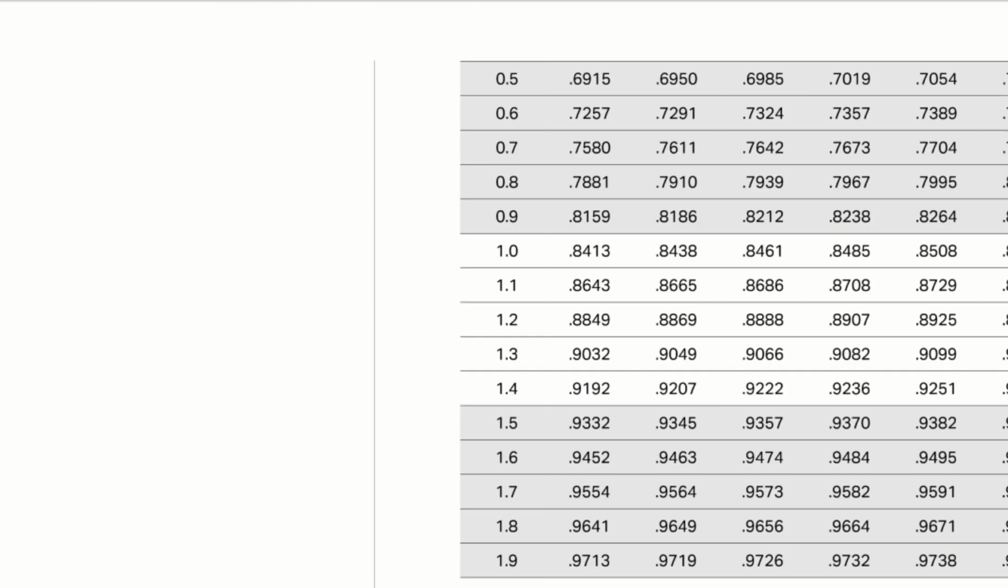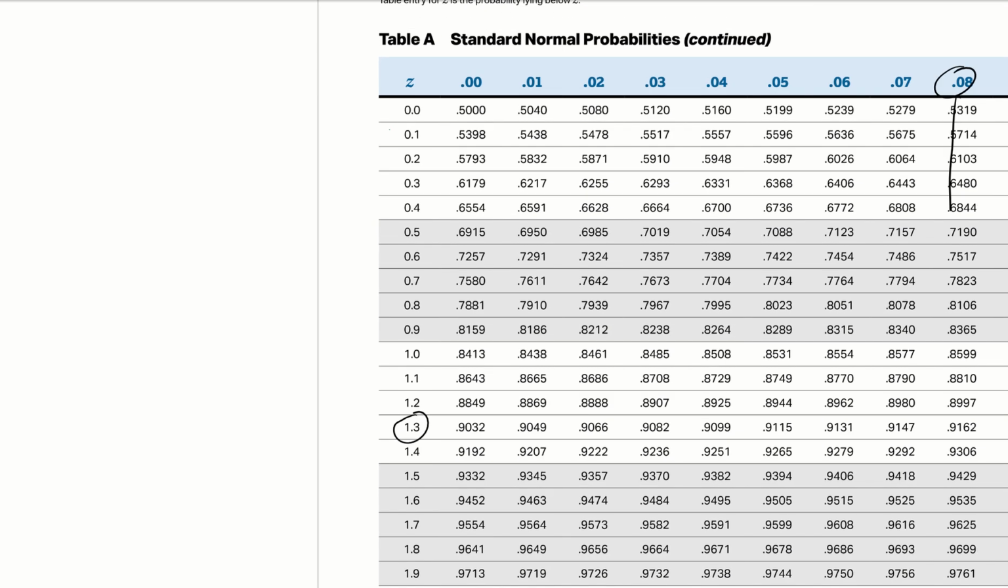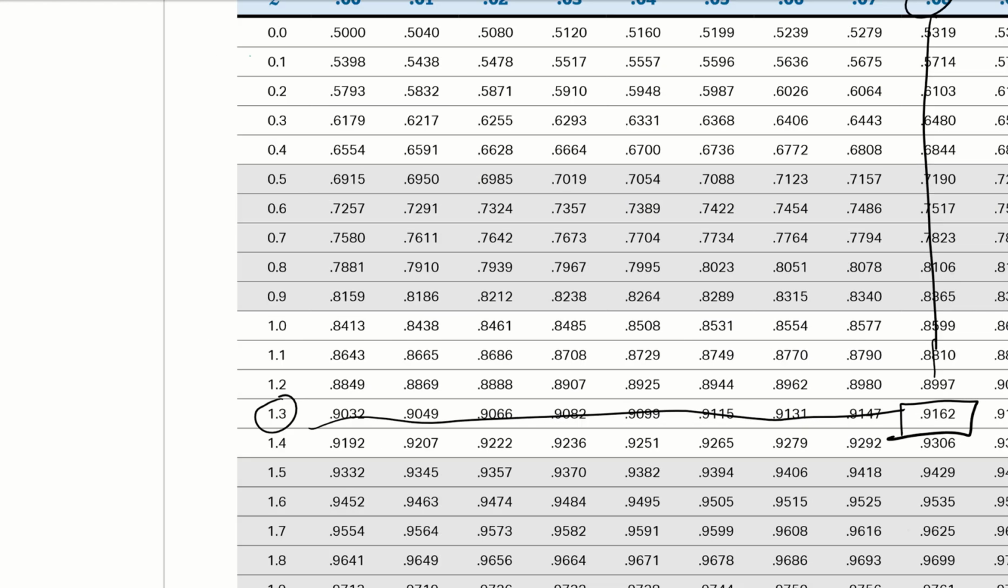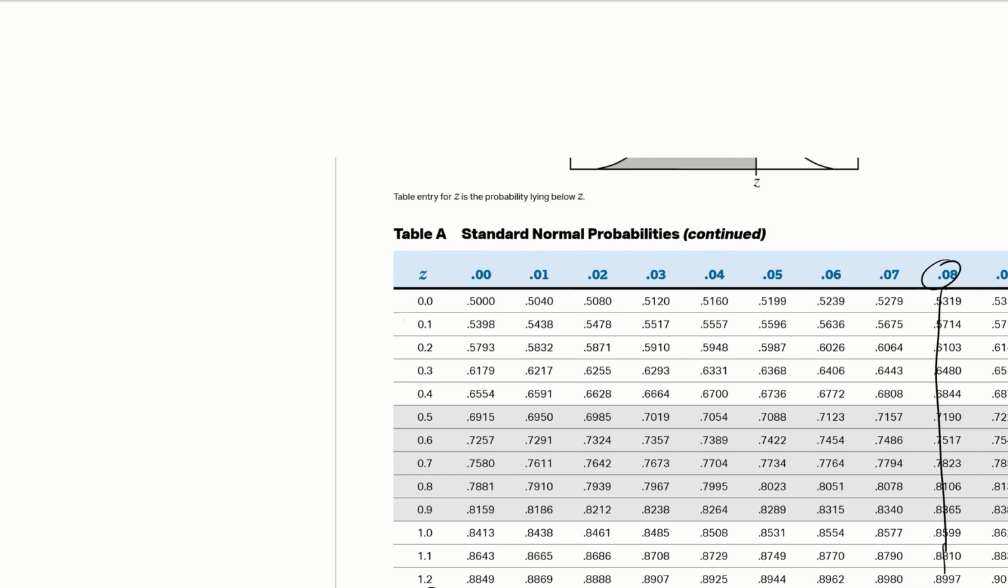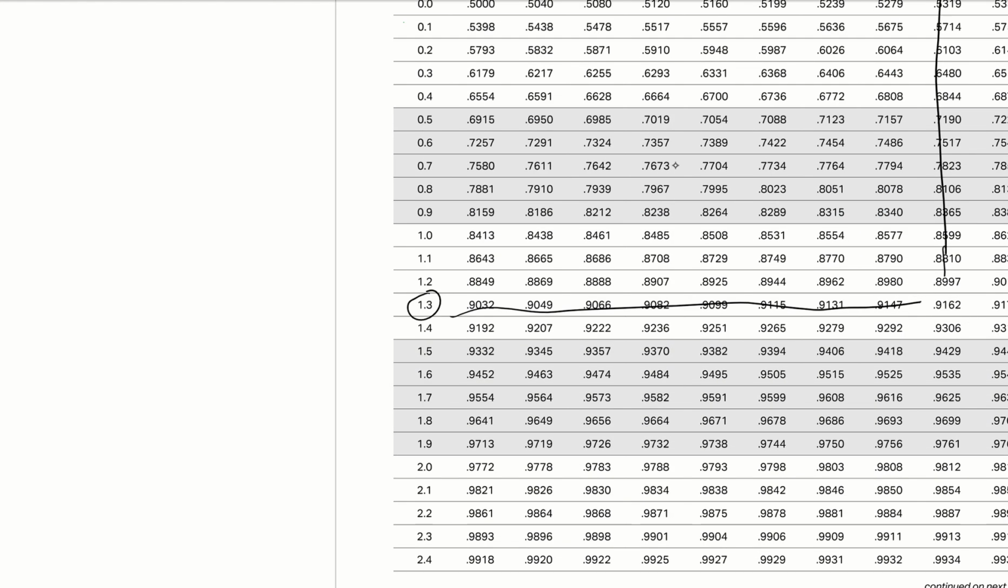Okay, so here we go. We got a z-score of 1.38. So we're going to trace down where they intersect. They intersect here, 0.9162. That's going to be my area to the left, okay? Not to the right. So 0.9162 is my area there.